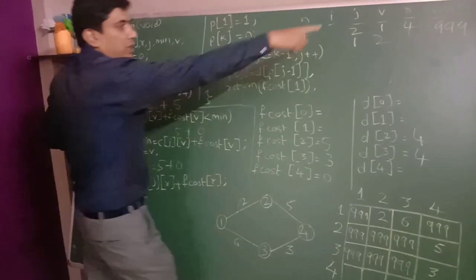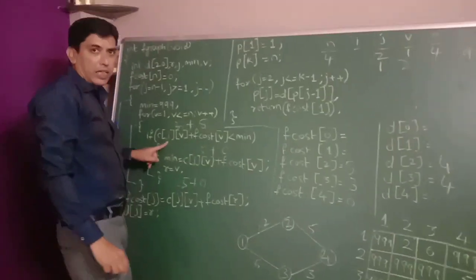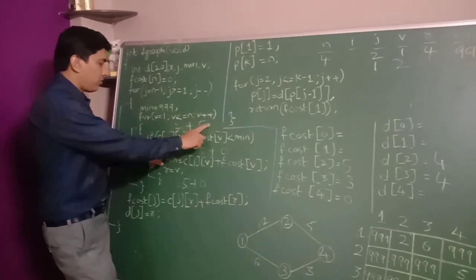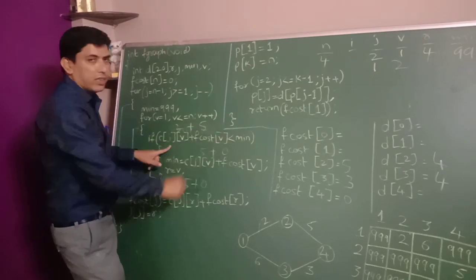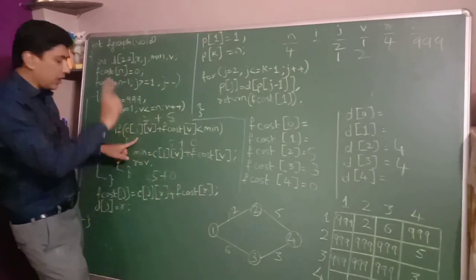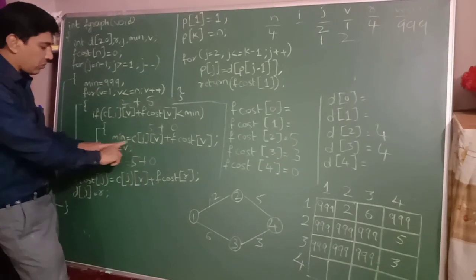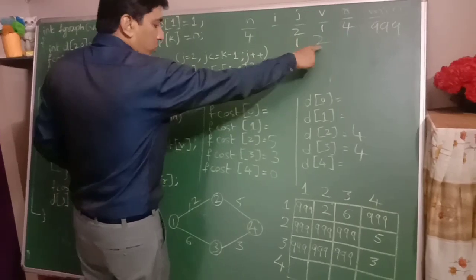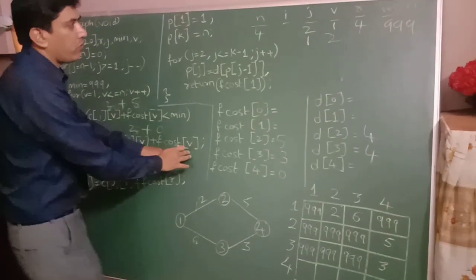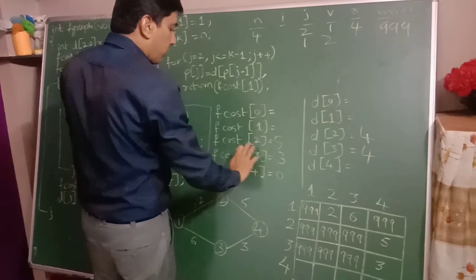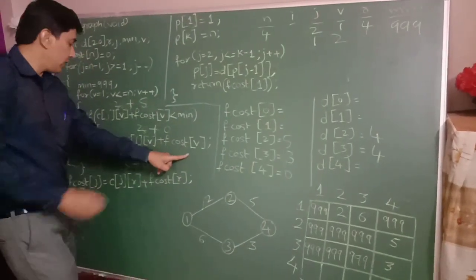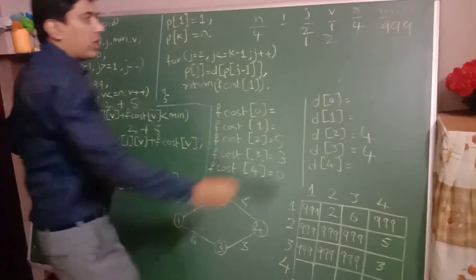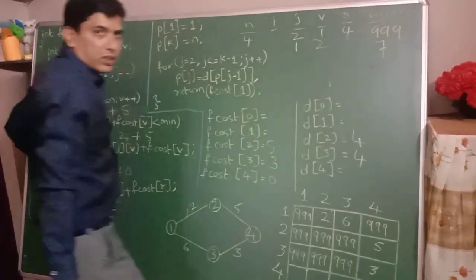Is 7 less than min? Min value is 999. 2 plus 5 is 7. 7 is less than min, min value is 999, right? So the condition becomes true. Then min is equal to J V, that is 1 2, which is 2 plus f cost of v. F cost of v is 2 is what? 5. That is 2 plus 5, that is equal to 7, right? So min value will be initialized with 7.